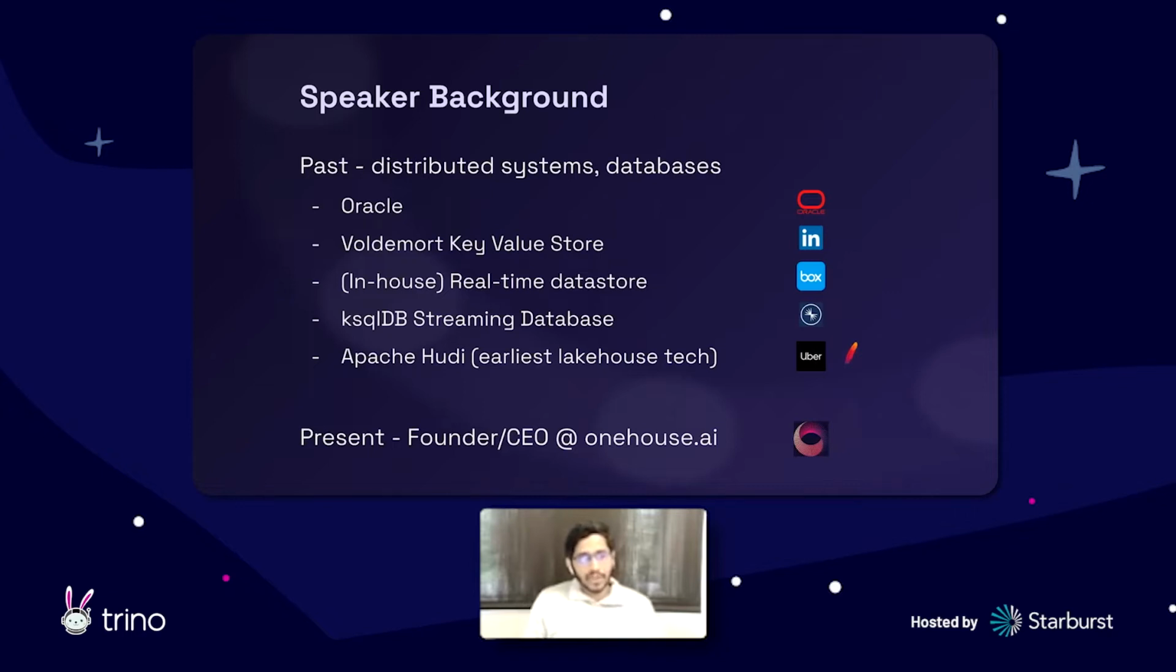In the past, I've mostly worked on distributed systems and databases. I started my career at Oracle, working on the Oracle database server, transaction manager, CDC, change capture, and then I led the Voldemort key value store project while I was at LinkedIn. I had a brief stint at Box where I was building another data store, which is proprietary. And then I moved on to Uber, where Hudi happened.